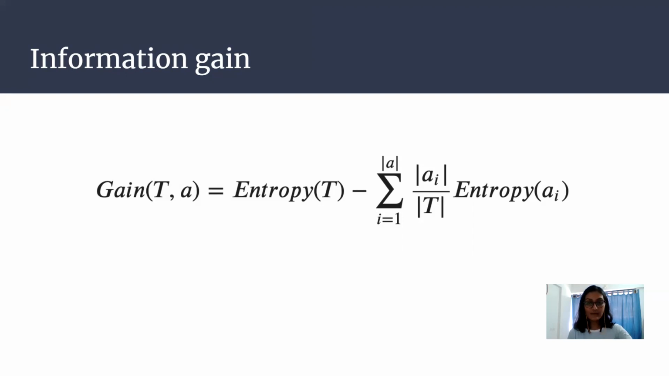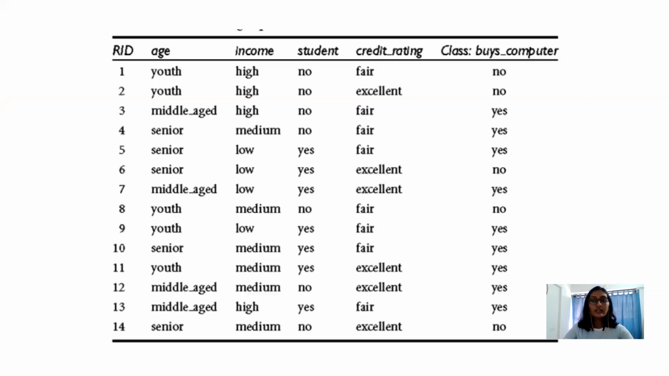Now, let us take an example. Imagine that this is the data that has been given to us. Now, the different columns that we have are age, income, student, credit rating. And all these columns are the reason through which we are getting the two classes, yes or no, whether the person will buy the computer or not.